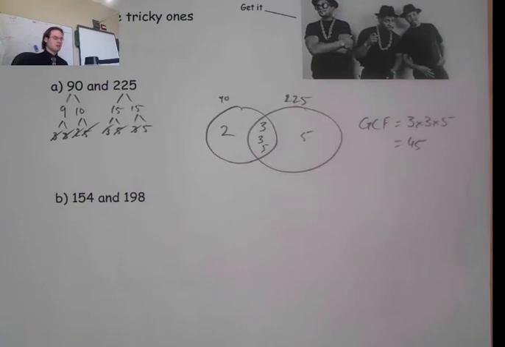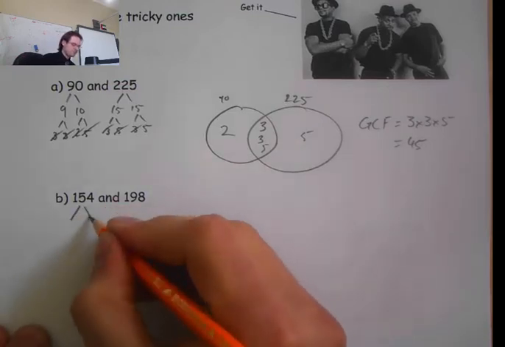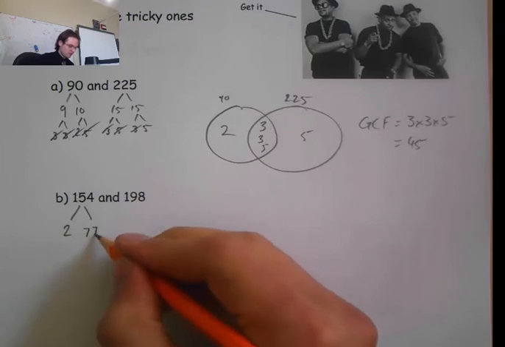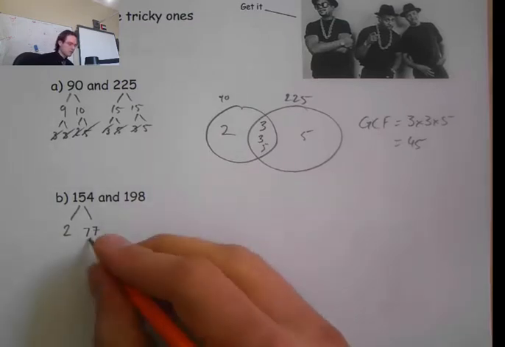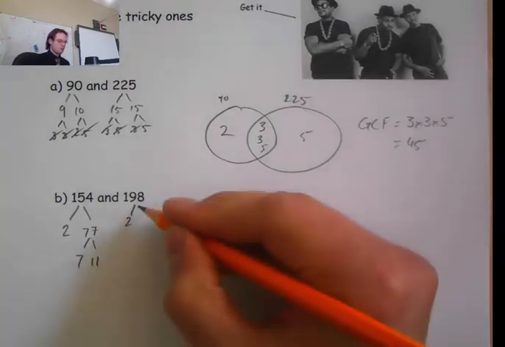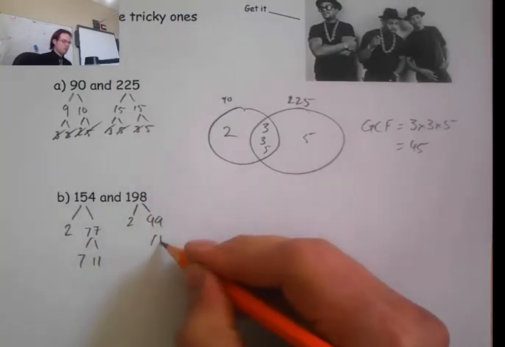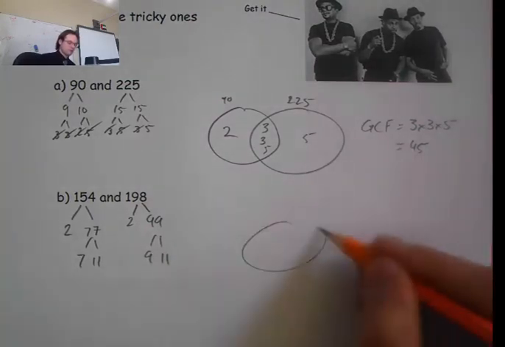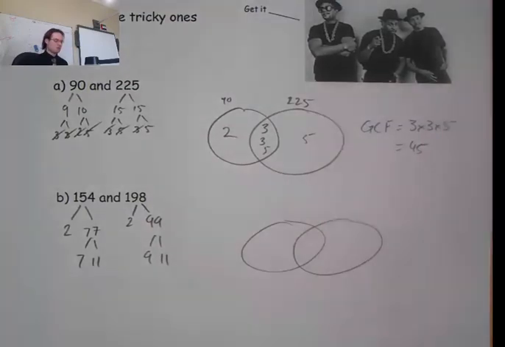It's a little bit more tricky again. Same idea. What are we going to do? Looks tough, looks complicated. Factor tree. So I look at this, I know it can be divided by 2. We have 2 and 154 is going to be 77. Okay? This is going to be 7 and 11. This is going to be 2 and 99. 9 and 11. It's very good to be good at the multiplication table. So now we have all my prime factors.